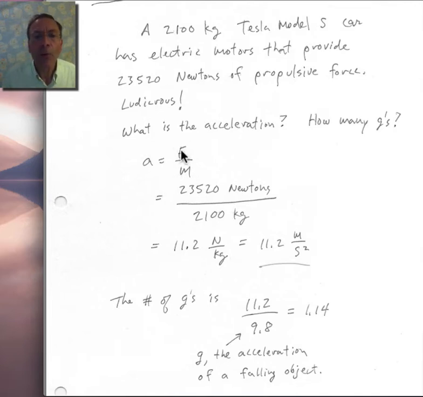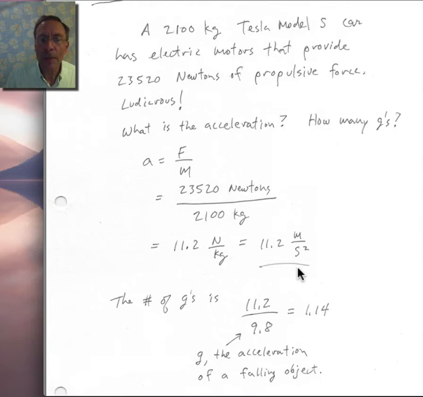So we know the force is 23,520 newtons. We know the mass is 2,100 kilograms. We divide, we get an answer in newtons per kilogram, which is the same thing as meters per second squared.